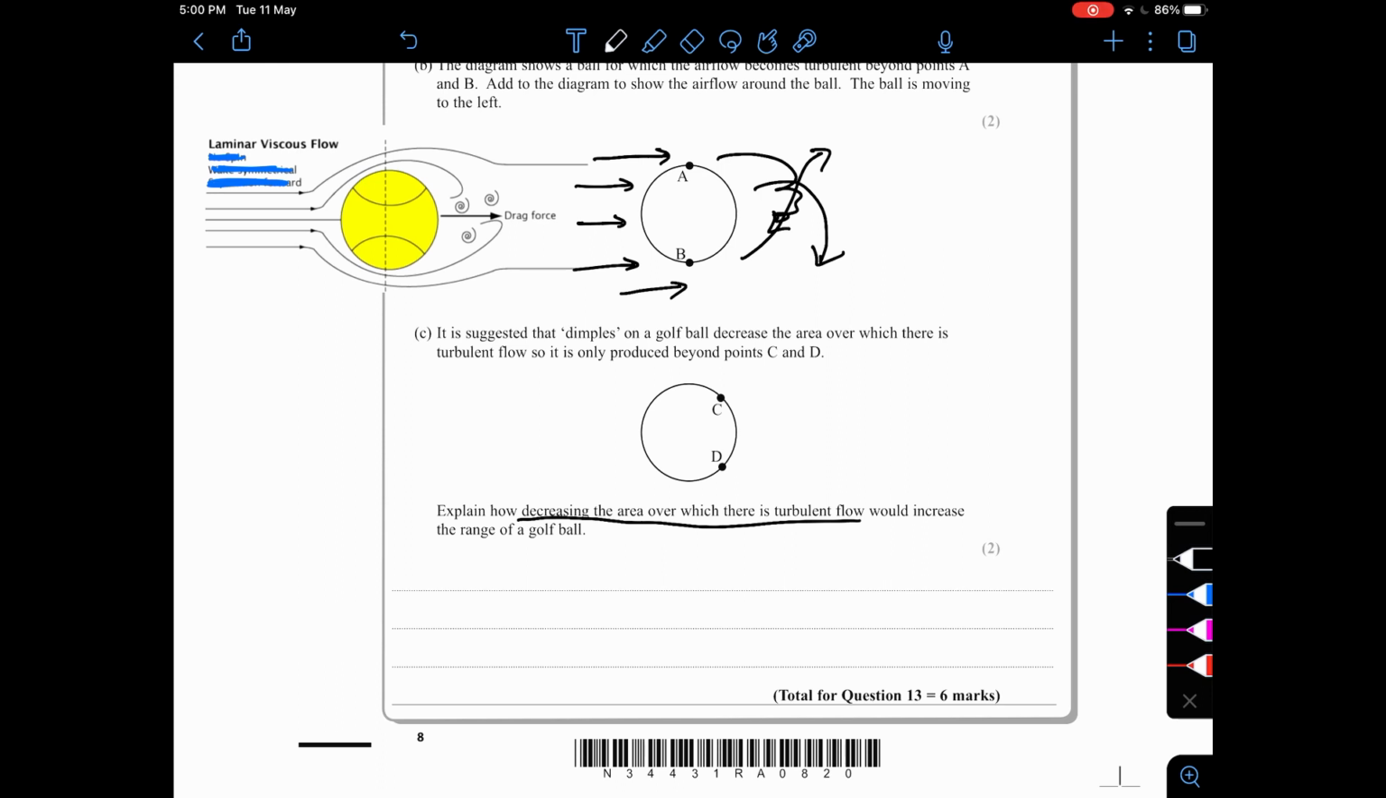So what we can say from this is that there is less air resistance, because there's less turbulent flow to go against. And because there's less air resistance, more kinetic energy is used up for the flight. Or you can say that less EK is wasted going against air resistance.